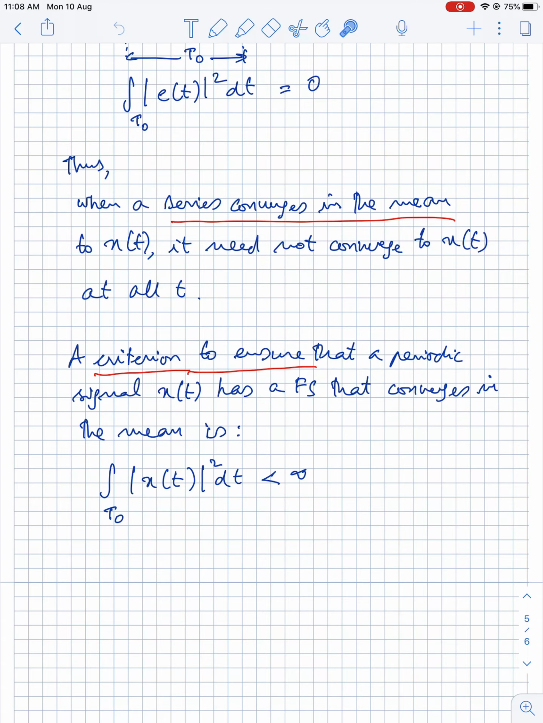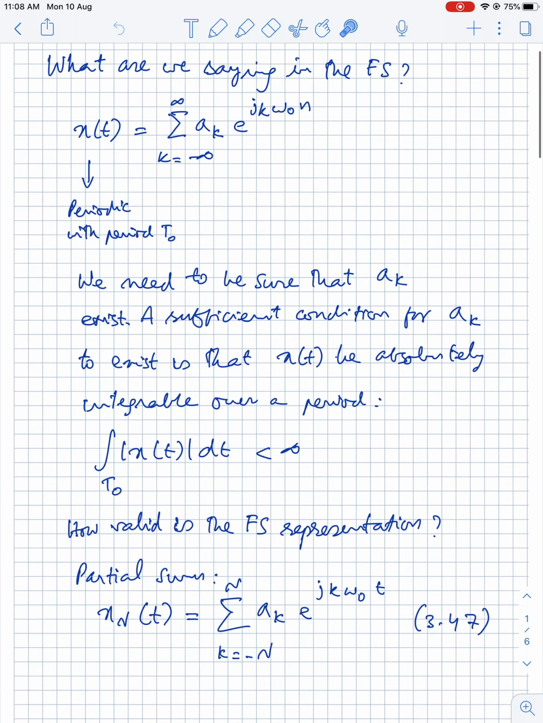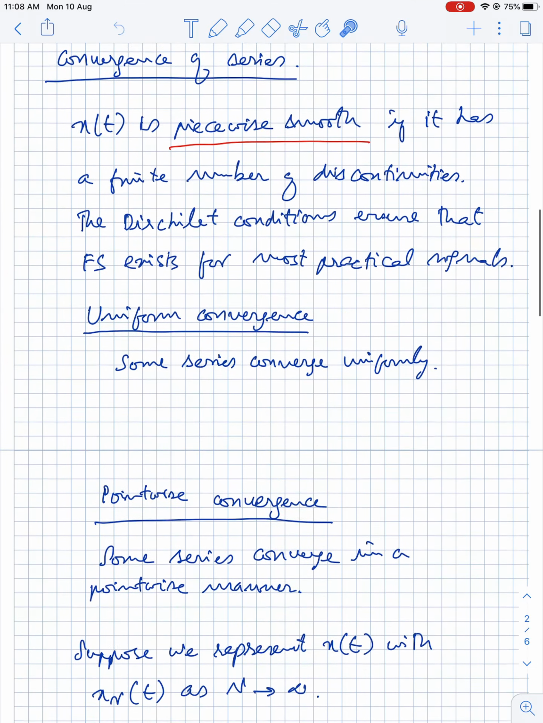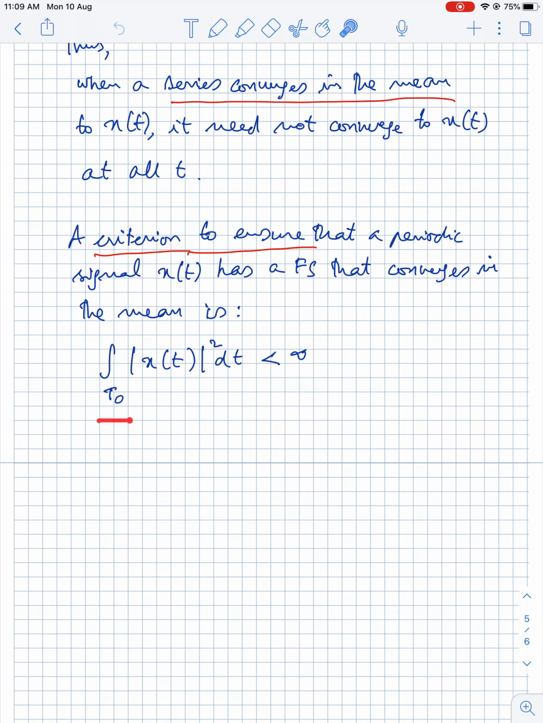If you remember the earlier case, we said x of t must be absolutely integrable for the ak's to exist. Now if x of t has discontinuities, to ensure convergence we relax that and say that as long as the energy of x of t within a period is bounded, the partial sums will converge in the mean, and that is why we are able to have Fourier series for these discontinuous functions.